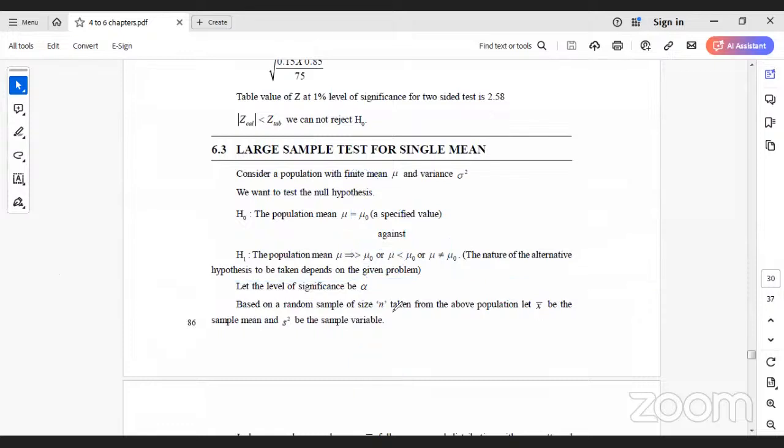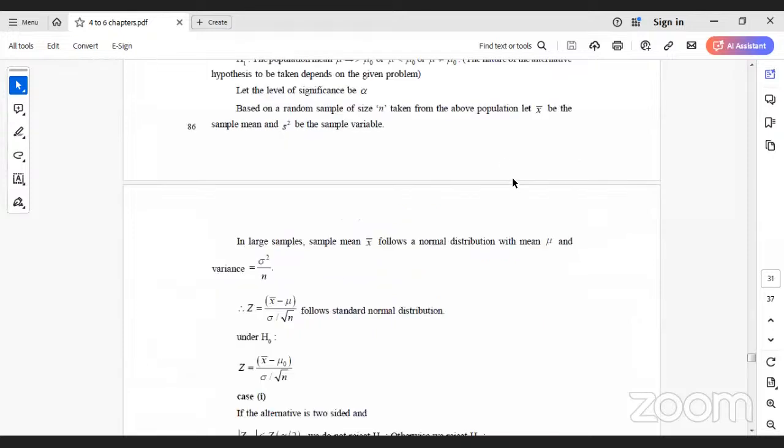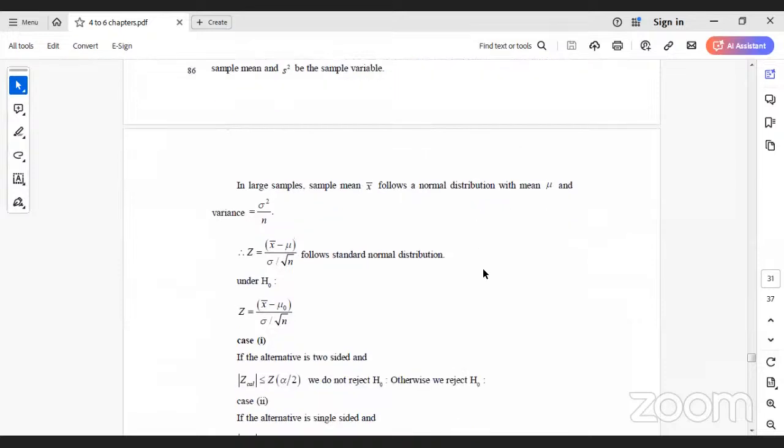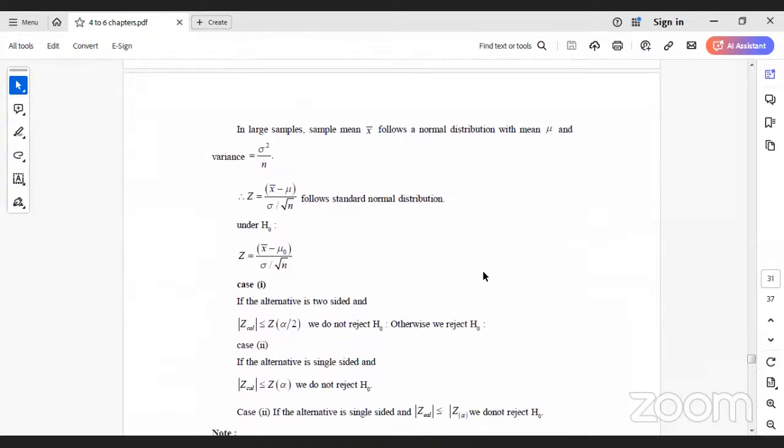Based on a random sample of size n taken from the above population, let x bar be the sample mean and s square be the sample variance. For a large sample, the mean x bar follows a normal distribution with mean mu and variance sigma square by n. Then Z is equal to (x bar minus mu) by (sigma by under root of n), which is standard normal. This is a basic fundamental formula. Z is equal to (x bar minus mu) by (sigma by under root of n) and follows the standard normal distribution under H0.